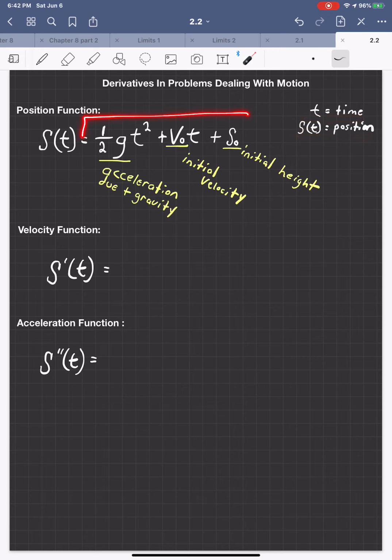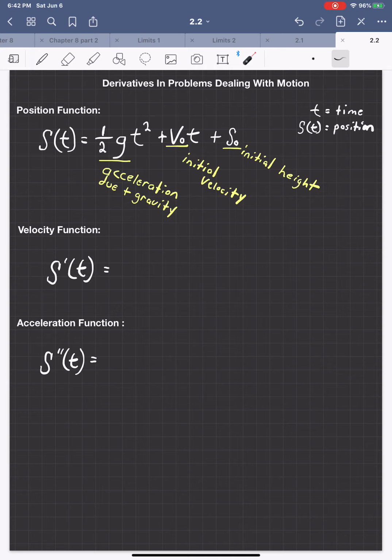This particular position function is of value to you. Let's just make sure you understand it. So let's say you drop an object, or toss an object, either way, the way that you could find its position or how high it is would be the following equation. So let's make sure we understand. So of course t is just time, say in seconds.